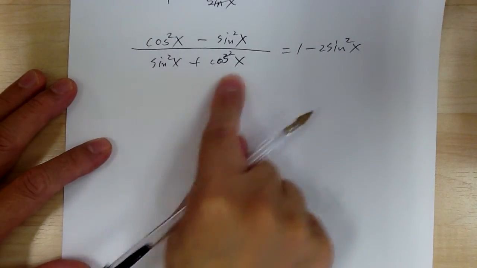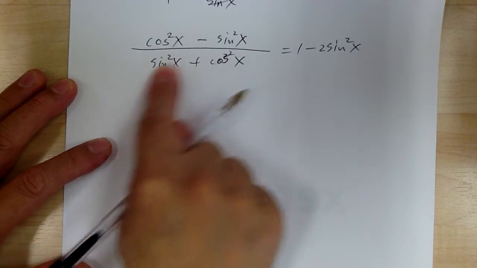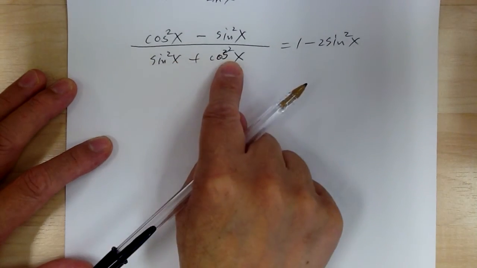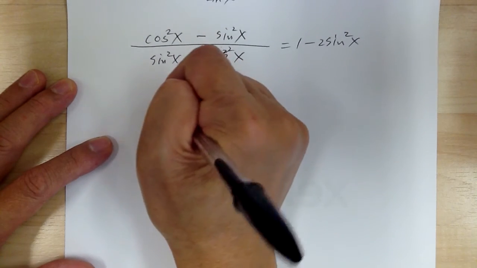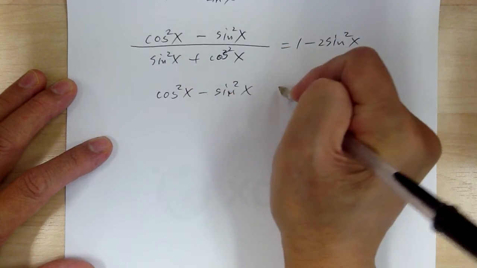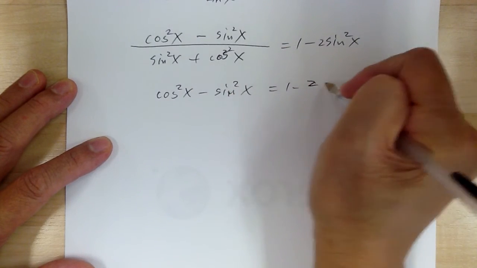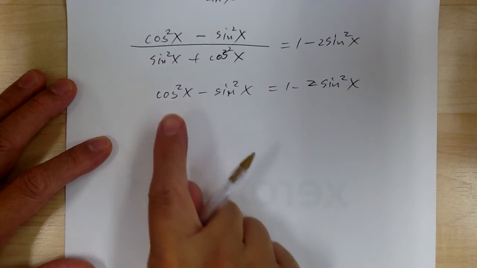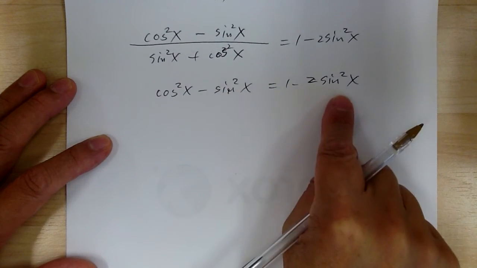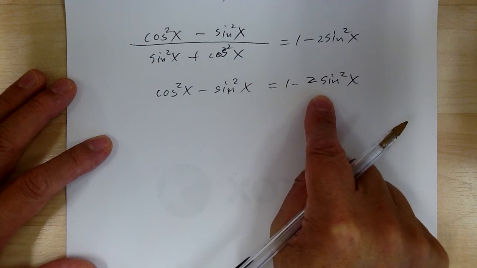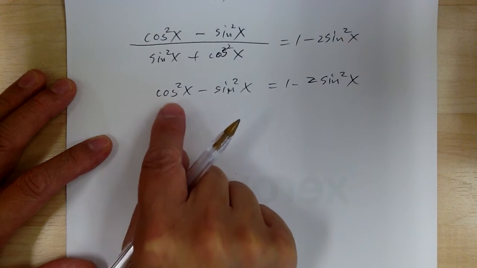Okay? But now look over here. What happened over here? This is equal to 1. Sine squared plus cosine squared equals 1. So you end up with cosine squared x minus sine squared x equal to 1 minus 2 sine squared x. Now you have to think about how you're going to get from here to here. Notice there's a cosine here, there's no cosine here. So you have to find a way to get rid of the cosine.